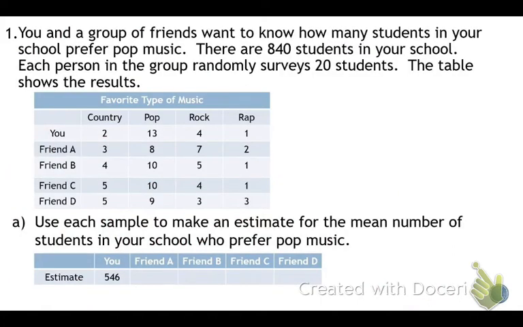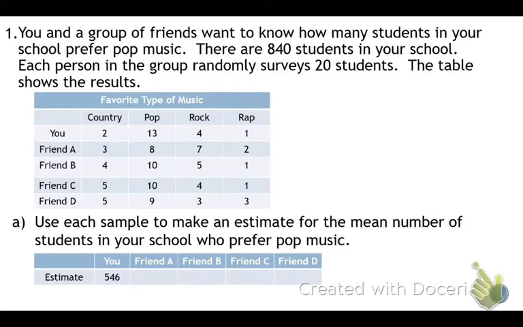For problem number 1, it says you and a group of friends want to know how many students in your school prefer pop music. There are 840 students in your school. Each person in the group randomly surveys 20 students. The table shows the results. So you can see it would be really difficult for me personally to go out and ask all 840 students. That's just a lot of students to ask. So I didn't do it by myself. How many friends did I get to do it with me?